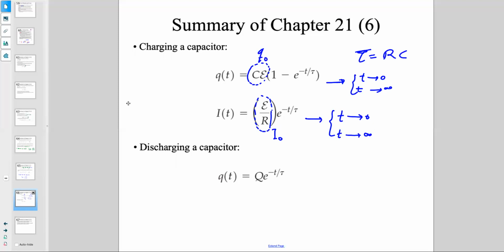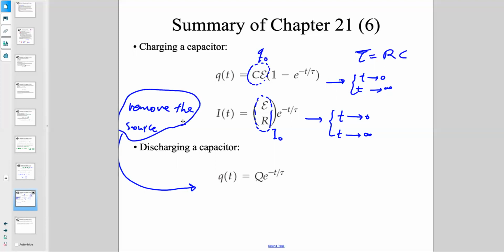Once you remove the power source, your capacitor is acting like a battery or a temporary source, creating this amount of current. And in fact, this is for when we are discharging a capacitor. Once the power source is removed, then your Q is in this fashion.